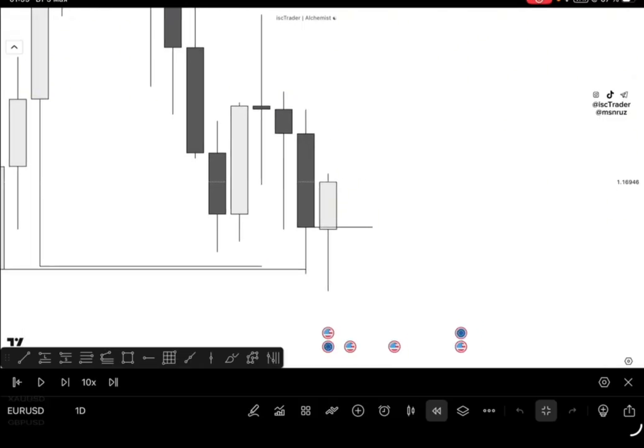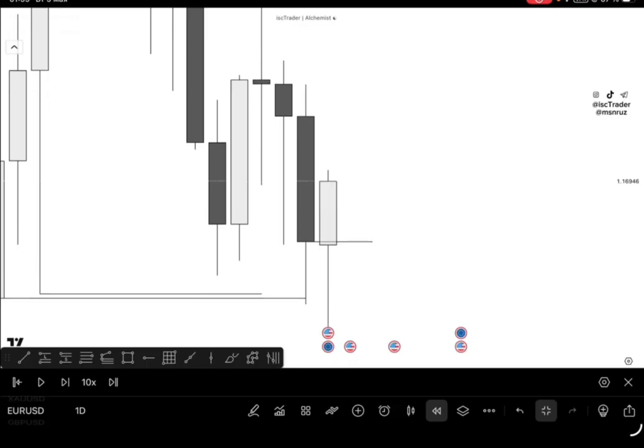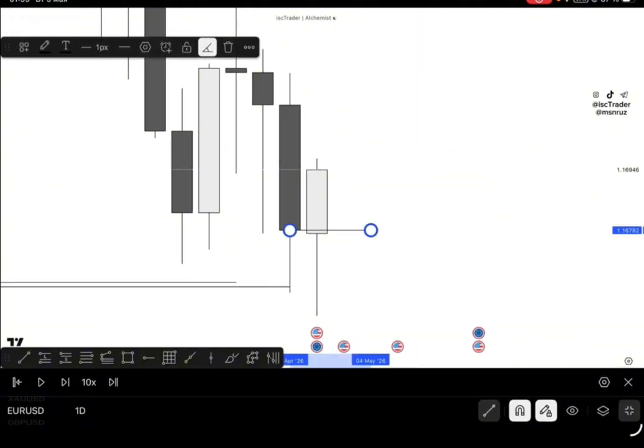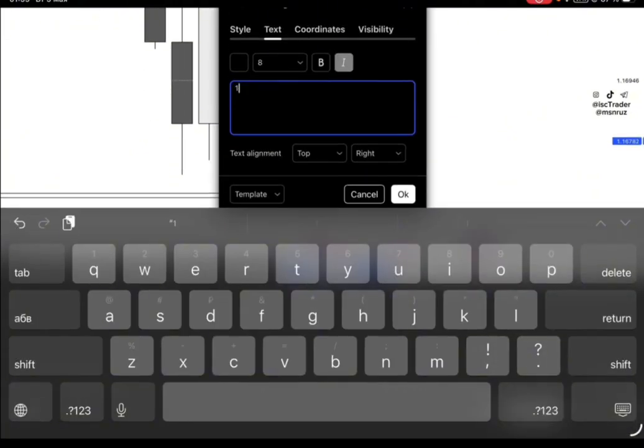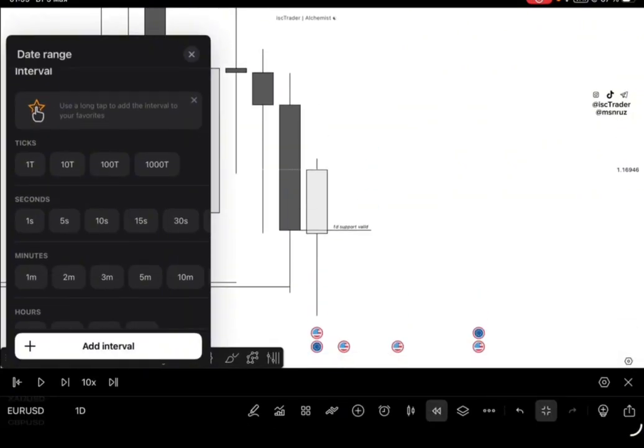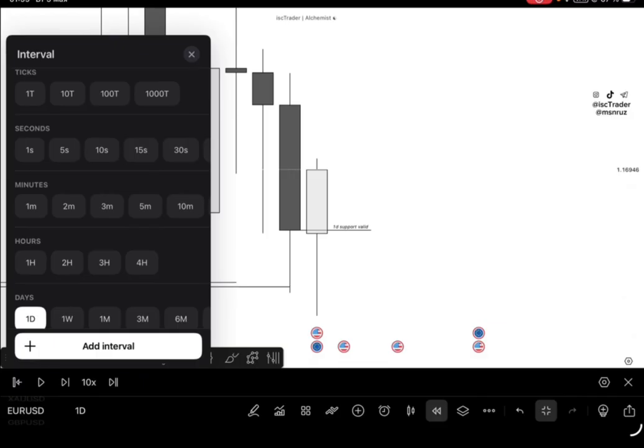We need to switch from a high time frame to a lower time frame in order to identify the zones. From the daily, we'll switch to the 4 hour and find the zone. Whether this zone worked or not will be visible on the low time frame. Alright, 1 day. Support. It's valid. Alright, now we will switch over to the 4 hour.